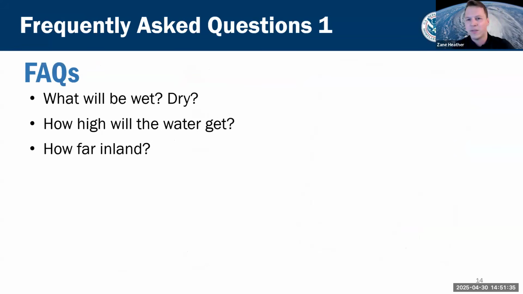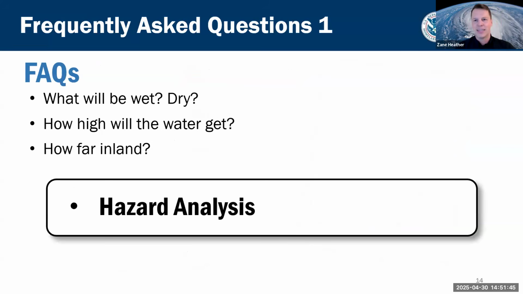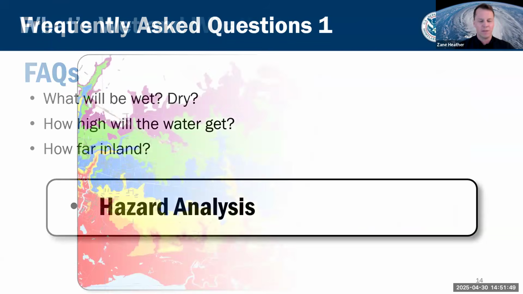All right, so the first frequently asked question, or first question that we have during the hurricane evacuation study process is, what will be wet, what will be dry, how high will the water get, how far inland? And essentially, the hazard analysis, that first analysis within the HES process, will give you that information.